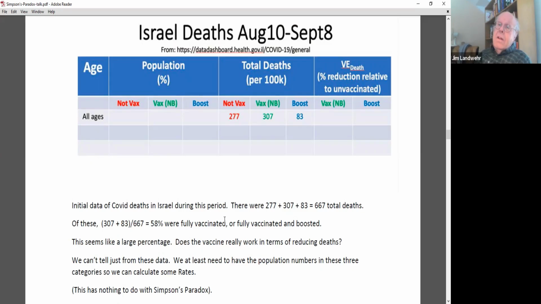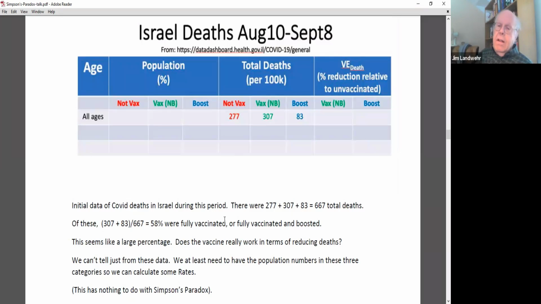But looking at the percentage of people who died who were vaccinated, that's not going to be relevant to answer any question about whether the vaccine is working or not, because we also need to know what percentage of the population was vaccinated or not.